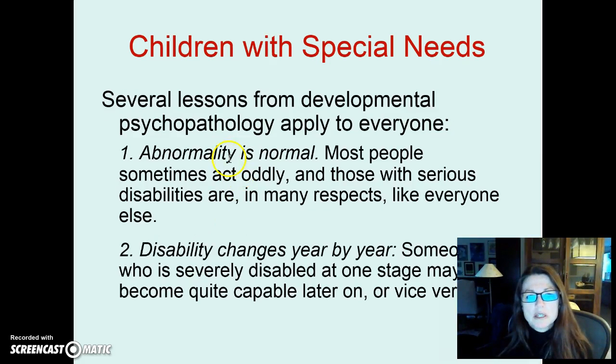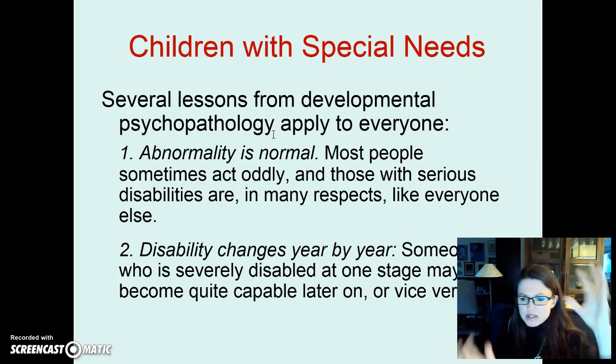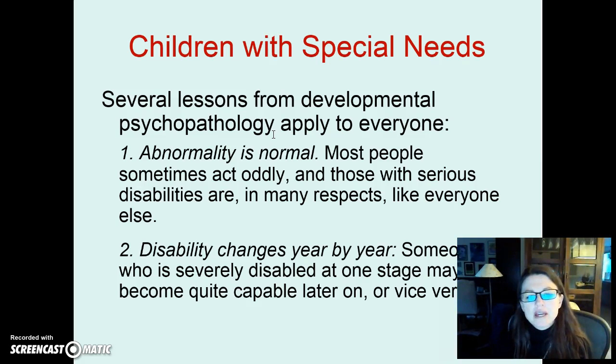So children with special needs, a couple of lessons that they want you to keep in mind is that most people sometimes act oddly, but still may not have a disorder. So we have to also remember that a norm is that average, that general space, and that we all can fall in different places along that continuum. And especially as children are growing, they can outgrow some things. Things can change over time, that we have plasticity, that not everything is a lifetime disability. So let's look at a few of these.